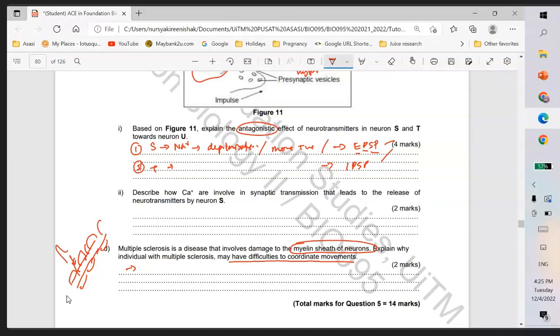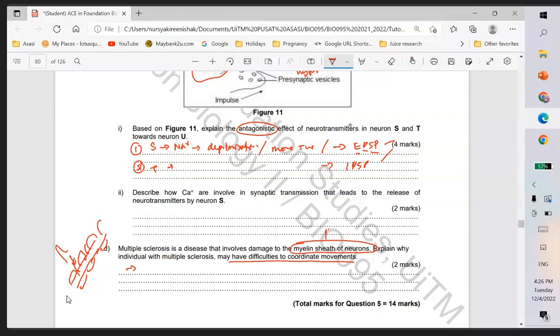So this will cause what? A delay in the muscle contraction. Ion tu, pergerakan ion keluar masuk jadi lambat. So the transmission of impulse will be delayed, and so therefore there will be delay in the muscle contraction. Okay, there will be delay in the muscle contraction, or even the muscle does not contract, or the muscle contracts slower, for example, ataupun problem in controlling the contraction of the muscle. Okay, so that is the point that you can include.